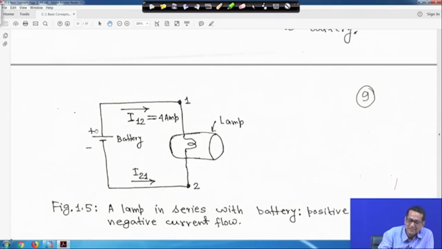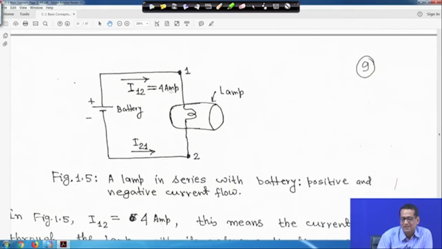For example, this is a battery, but battery symbols and other things will come later. This is a battery, this is the plus symbol, the minus symbol, and the two terminals are marked 1 and 2, right, and this is, say, a tungsten lamp. Say 4 ampere current is flowing. So, from 1 to 2 it is 4 ampere, then what will be I 2 1? It will be just opposite, it will be minus 4, because this current is actually moving like this. When you take this current coming like this, I 1 2, but when you take the reverse direction, I 2 1, it will be minus 4 ampere.